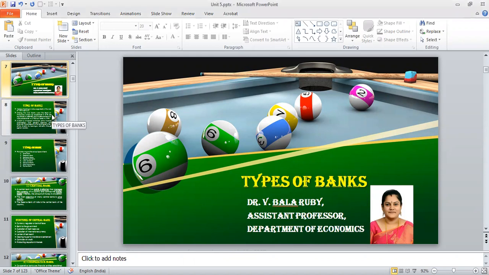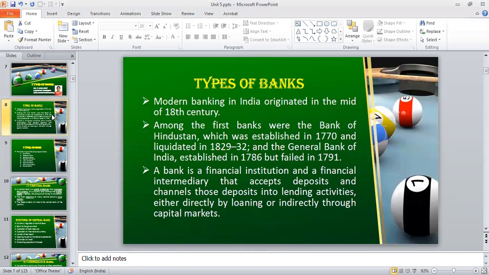If you see these different types of banks, modern banking in India originated in the mid 18th century. Among the first banks were the Bank of Hindustan, which was established in 1717. At the same time, the Central Bank of India was established in 1786, but due to some reasons, it failed in 1791.